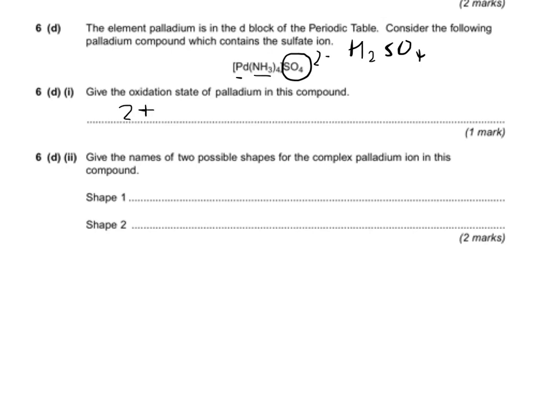And it says, give the names of 2 possible shapes for the complex palladium ion in this compound. So it's got 4 ammonias around it, so there's 2 possible shapes for a coordination number of 4. That's tetrahedral, and square planar.